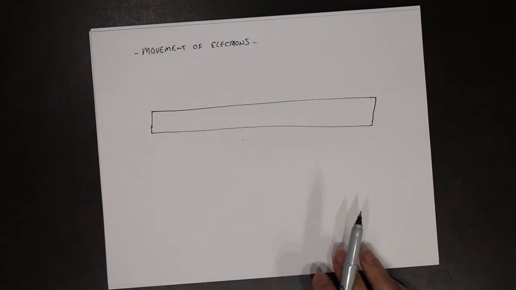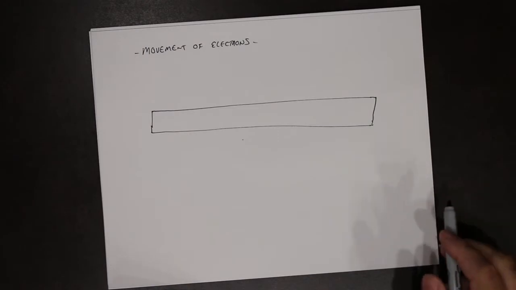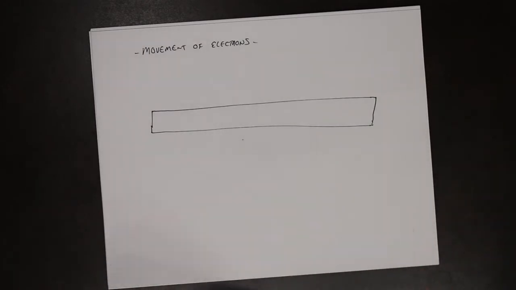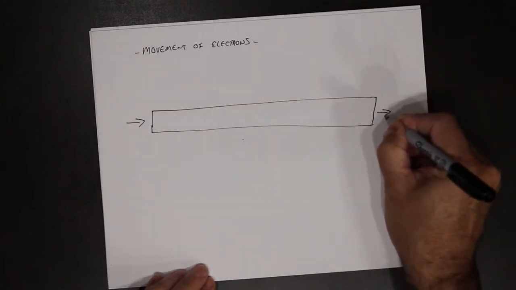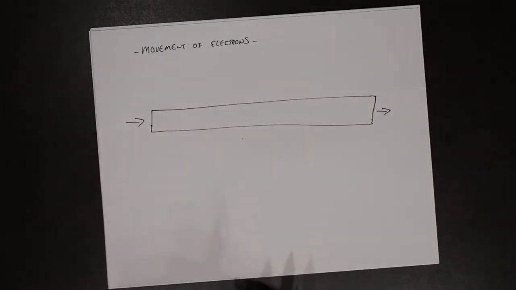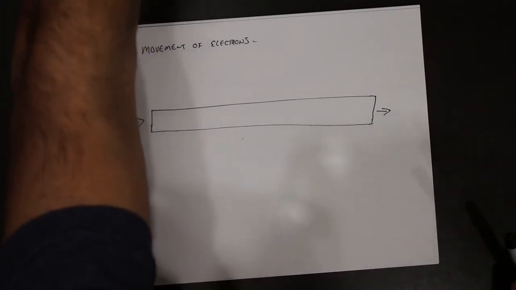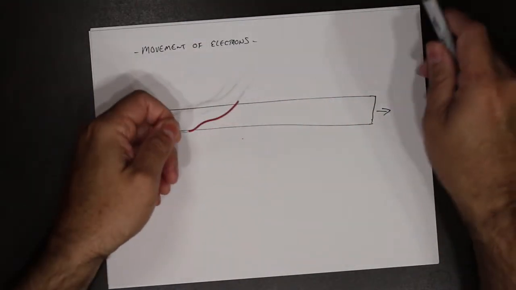So, basically, if we are looking at movement of electrons as electricity, to get the electricity to flow from one side of the wire through the wire to the other side of the wire, something must cause it to flow. So if you take just a bare copper wire. So just a piece of copper wire like this.